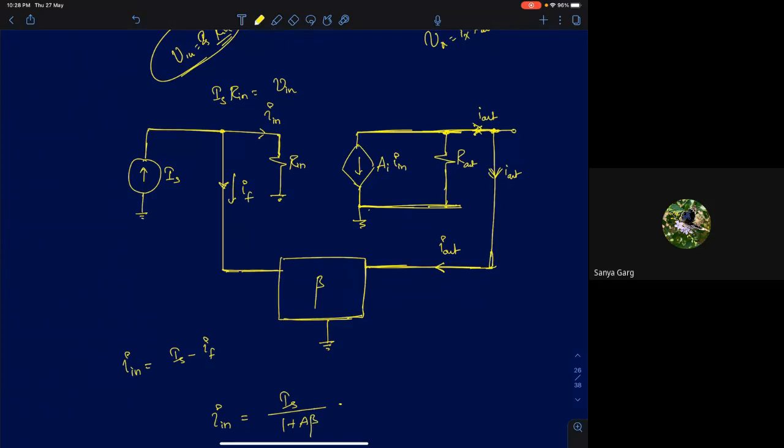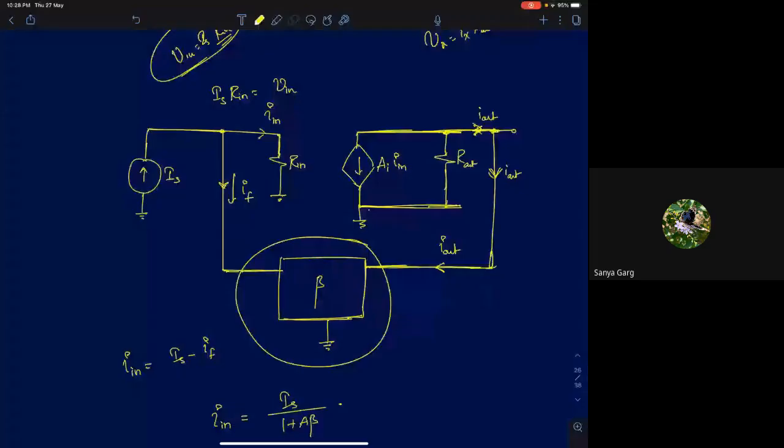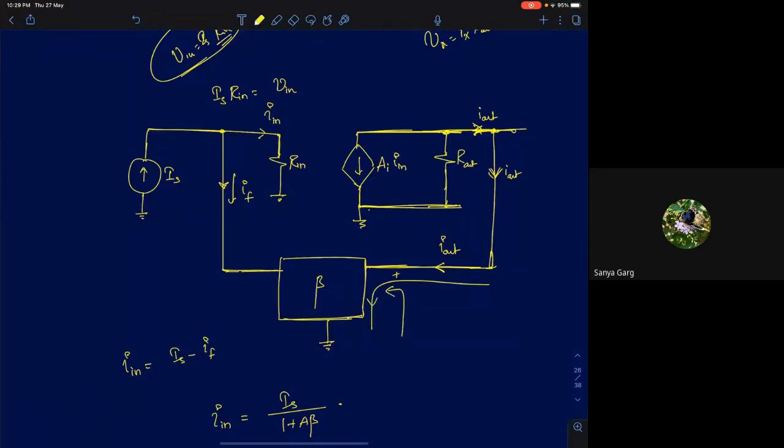I'll make a similar assumption. I'm going to introduce a negative feedback network, or a feedback network, and this feedback network does not load the amplifier. Now you have to keep in mind, in the previous example when I was discussing the voltage amplifier, the feedback network had to sample all the voltage. The entire voltage had to appear across it. But now I want the entire current to appear across the feedback network.